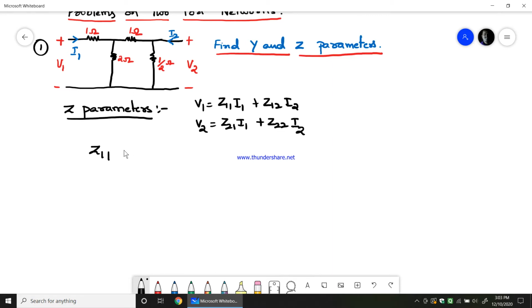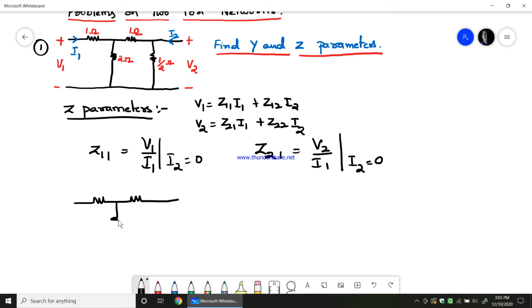So z11 is found as v1 by i1 when i2 equals 0, and z21 is also found when i2 equals 0. So for that reason we are going to open circuit the output port. When current i2 equals 0, it means the current in this loop is 0. Therefore port 2 will be open, and we'll write a new circuit for that. As this is open, V2 is now the voltage across this 1 by 2 ohms. Therefore I will say this is V2.